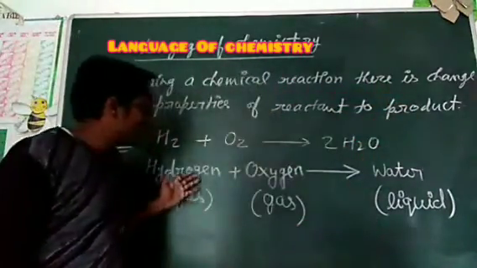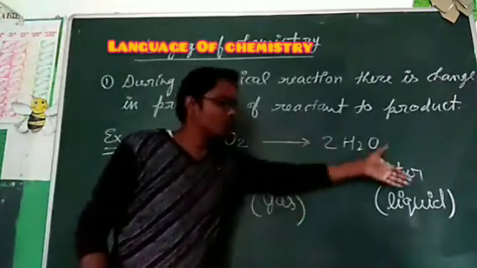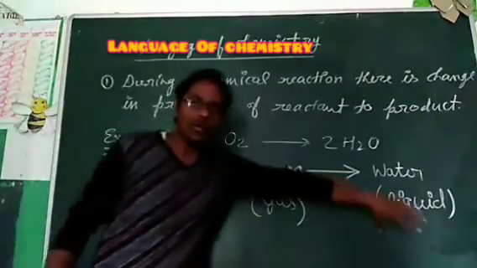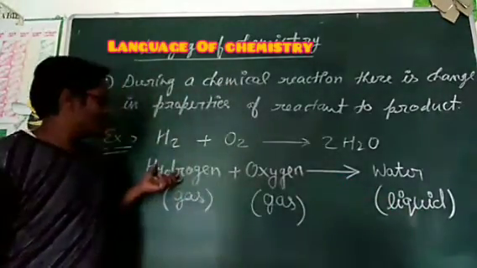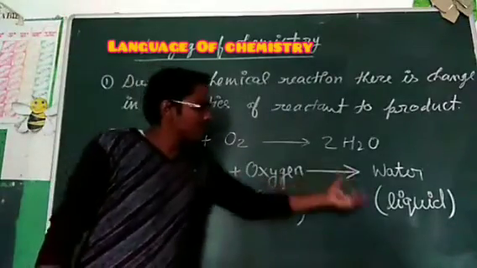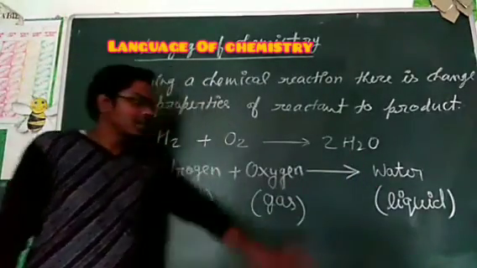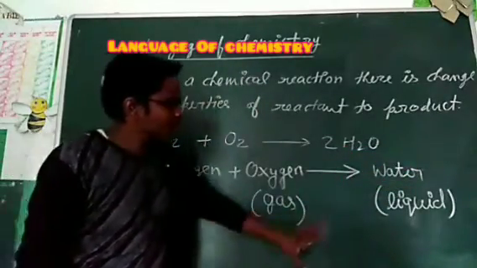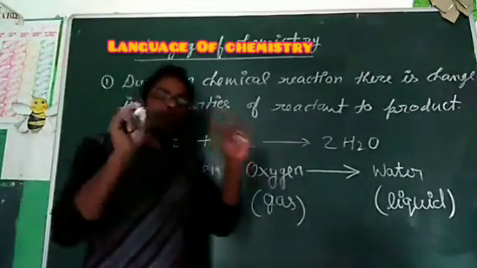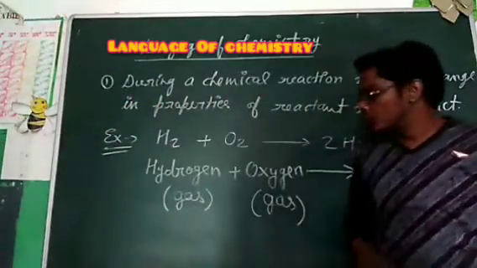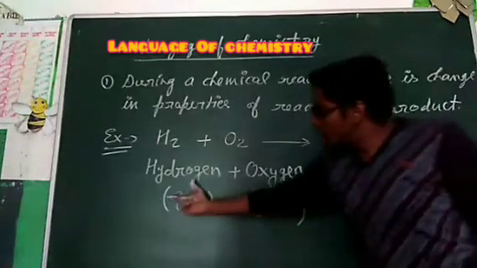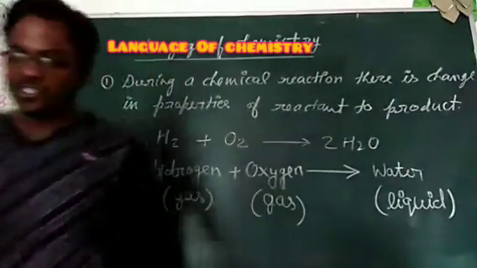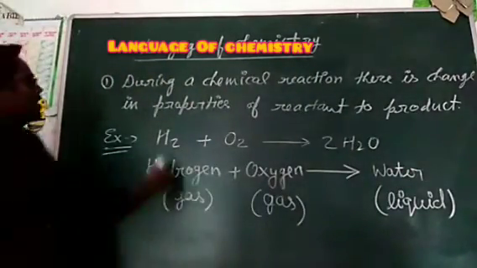When reactant goes through a process and becomes the product, it has changed its state, gas to liquid. When hydrogen reacts with oxygen, it will become water. So this is the new product. This reaction satisfies the definition of chemical change. New product forms, and there is change in properties of the reactant. Now we will see the second property. What will happen during a chemical reaction?